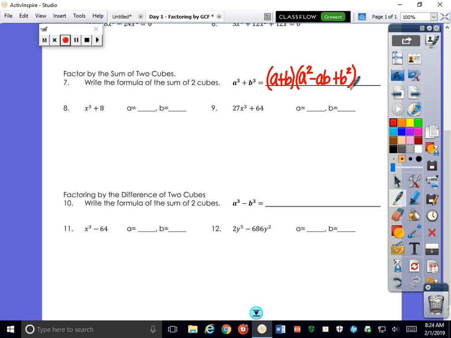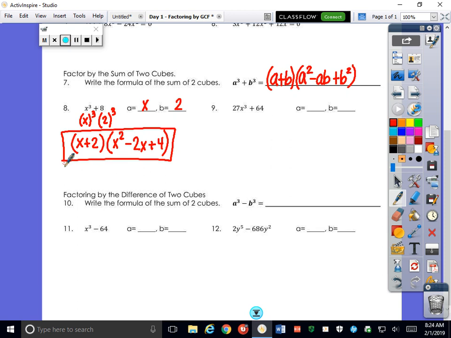So in number 8, the actual term that got cubed was an x, and in this one, the 2 got cubed to make an 8. So a is x and b is 2. So if we put that into our formula, we're going to do a plus b, so that would be x plus 2. That's the first parenthesis. Then we have to do a squared, so x squared. Then we have to do negative, and we have to multiply a times b. So in this case, that's 2 times x. And then we have to do b squared, which 2 times 2, 2 squared, is 4. So this would be your final factored form.